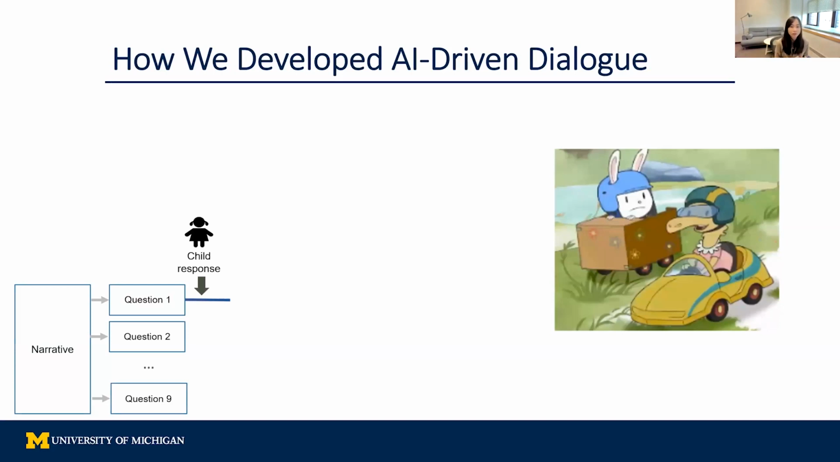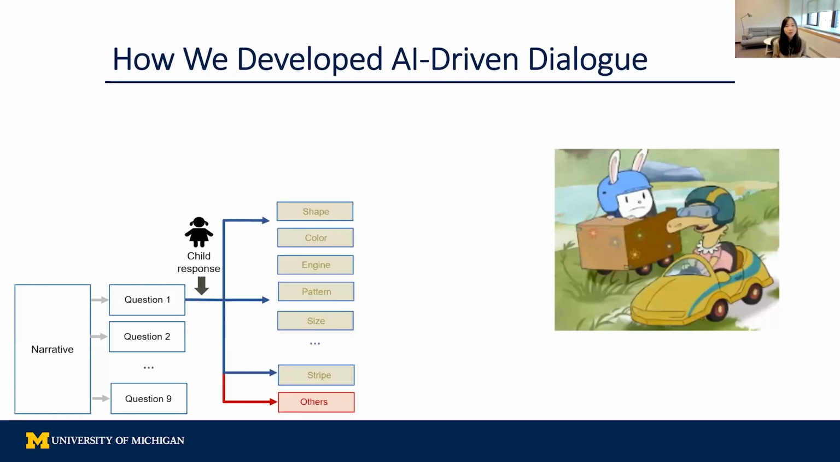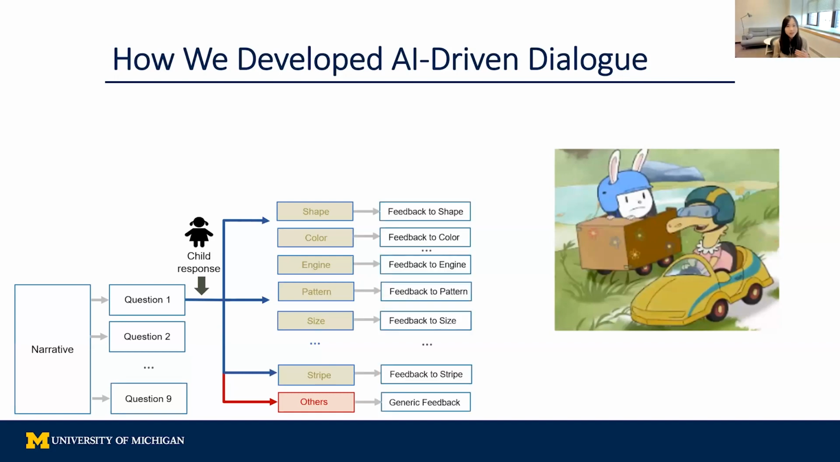First is to ensure that the questions make sense to real kids, and also to gather a variety of responses that children are likely to provide when asked those questions. So next, we group children's potential responses into different categories. For example, when asking the question about the differences between the two cars, some children may talk about the differences in shape, while others may discuss differences in color.